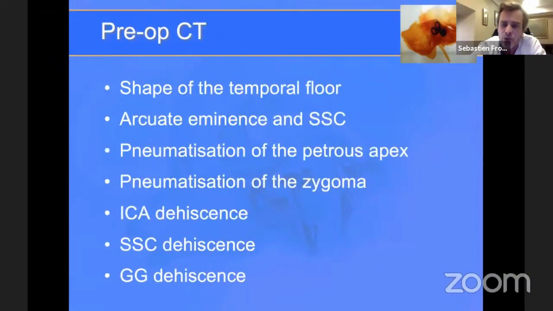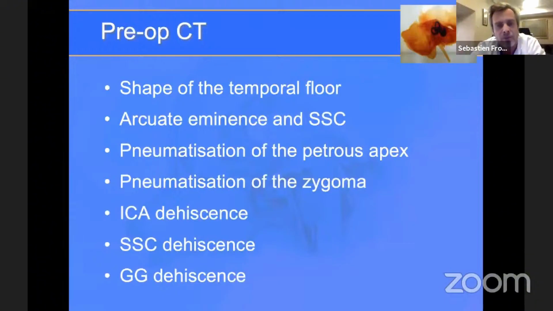It's very important to look at your preoperative workup carefully because most of the issues that you can have during anterior petrosal approach, you can find the solution, you can prepare yourself for difficulties just by looking at the CT and the MRI very carefully. This anatomy is hidden below the bone, but CT gives us the opportunity to see it before.